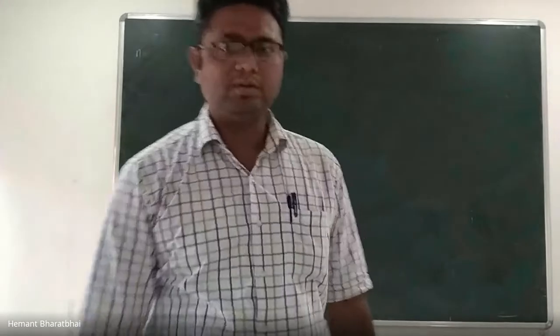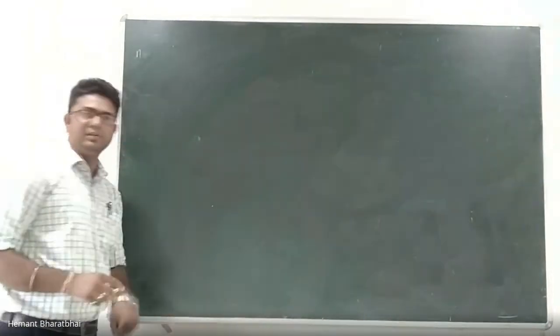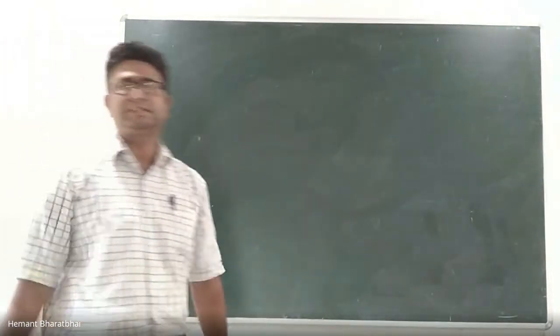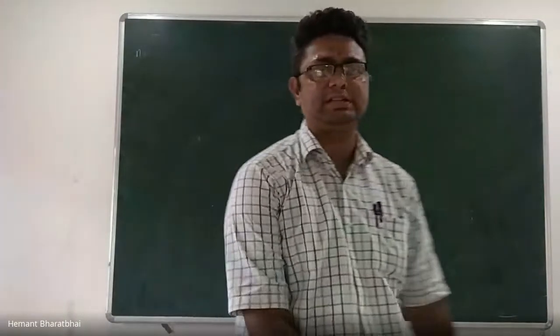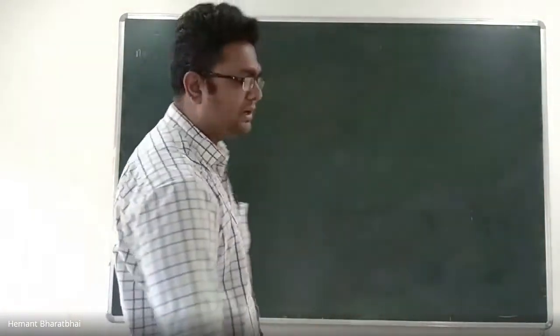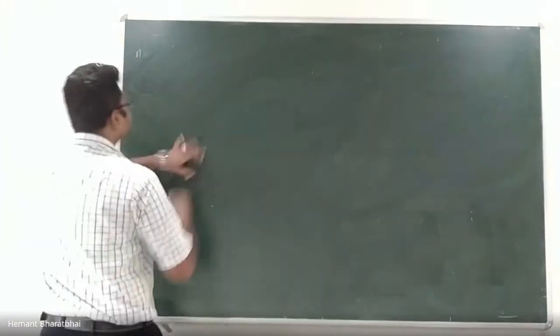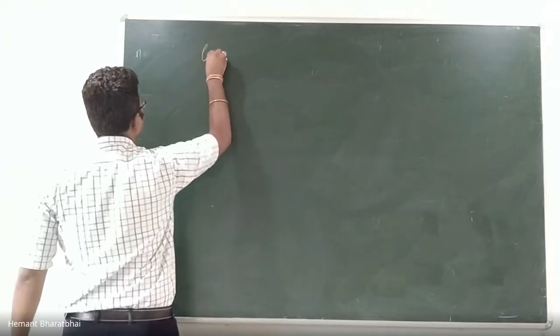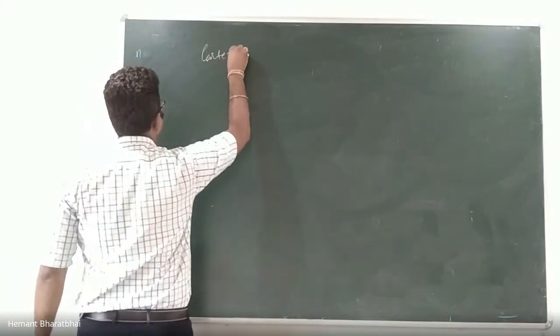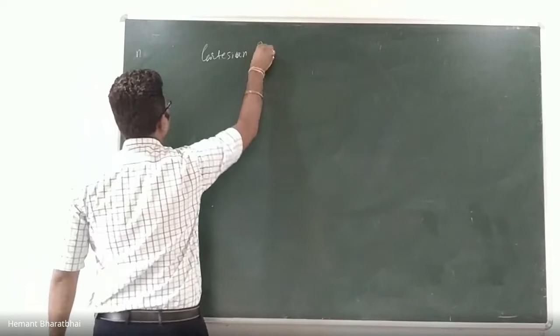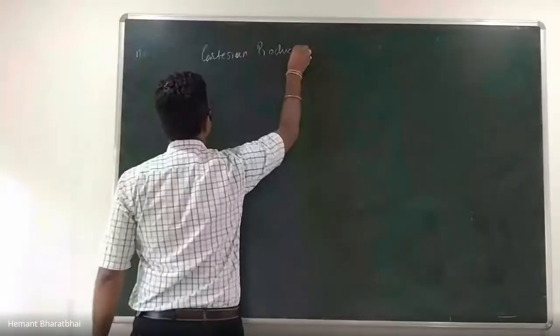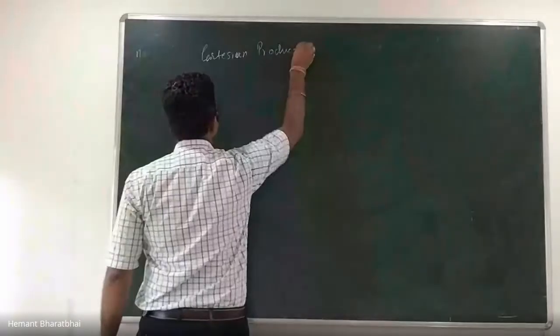Okay, I am going to the next topic now. That is Cartesian product, which will become the end point of this chapter and the starting point of the next chapter called relation and functions. Cartesian product of two sets.